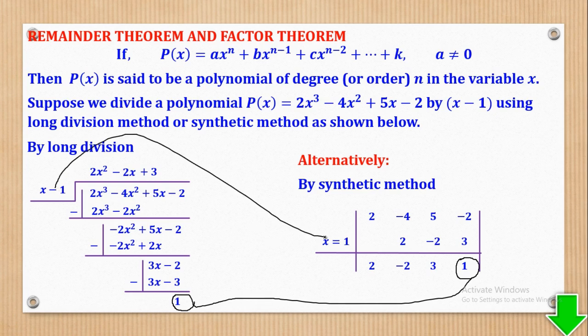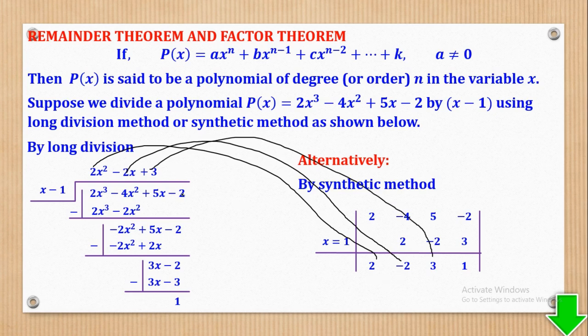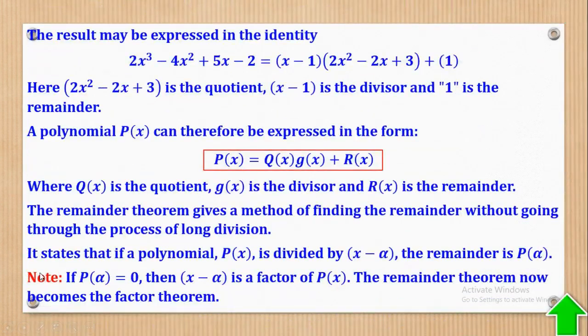Then this one can give you the divisor. Now the quotient using the synthetic method is these values. I think you realize that. Remember we said in synthetic, we only deal with coefficients. So this 2 is here, negative 2 is here, positive 3 is there. That is how you can extract the coefficients from the synthetic method. So those are the two methods: long division or the synthetic method.